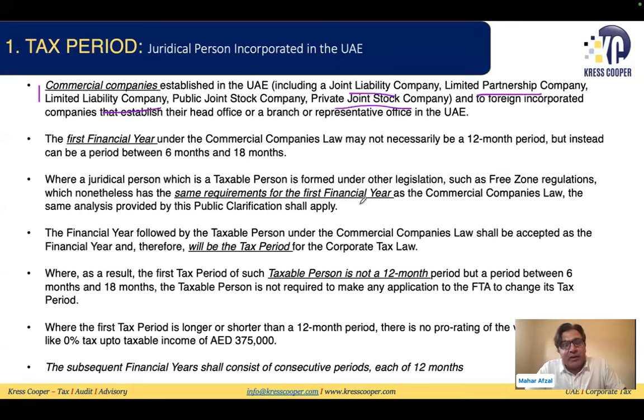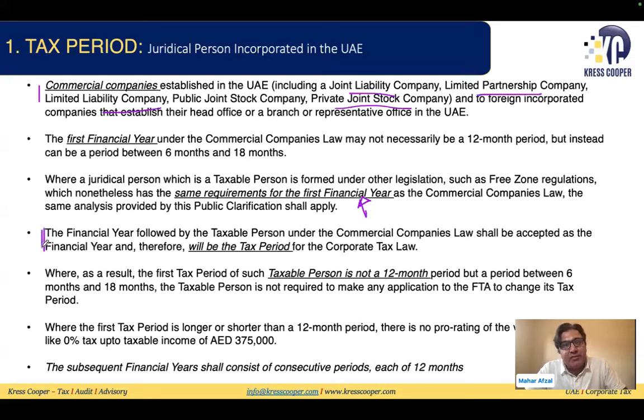Then the financial year: what the company law says and what the commercial law says, both are on the same page. The financial year and the tax period should be in between 6 to 18 months, and this company law will prevail. Then the first tax period: the financial year will be the tax period for the taxable person, commercial law shall be accepted. This is written in the law as well.